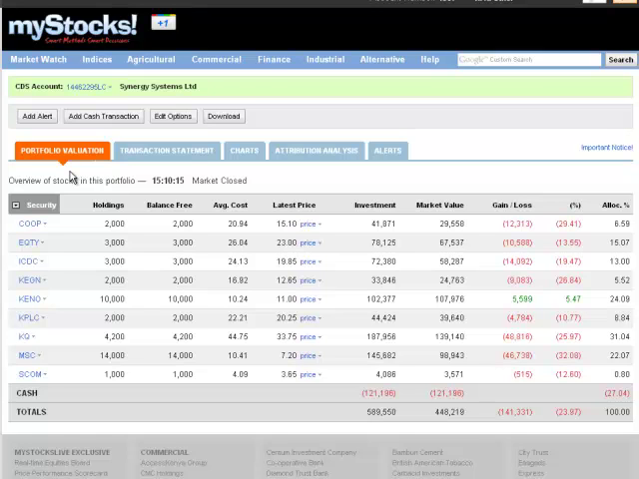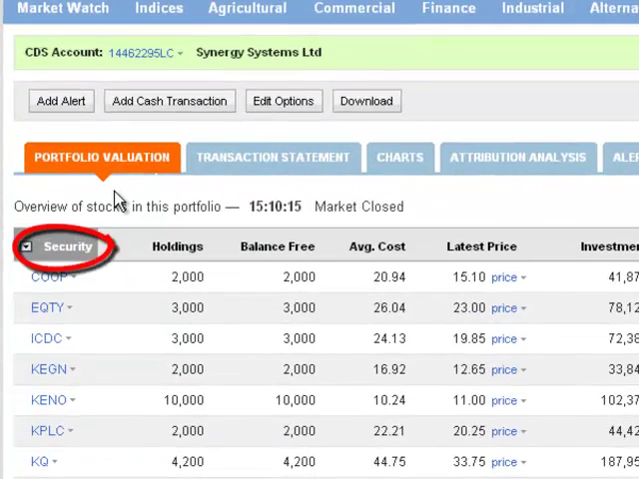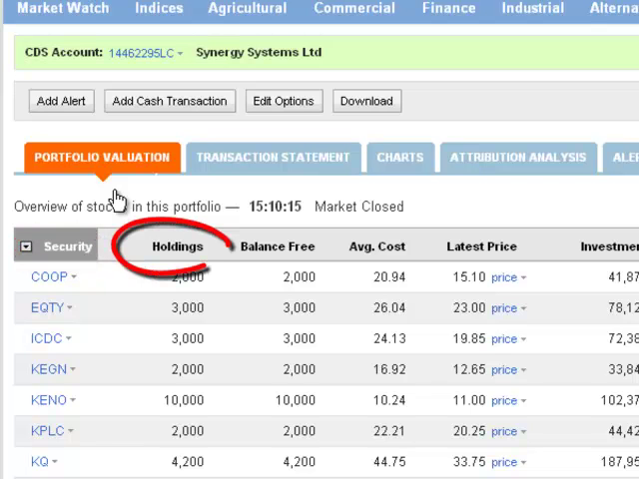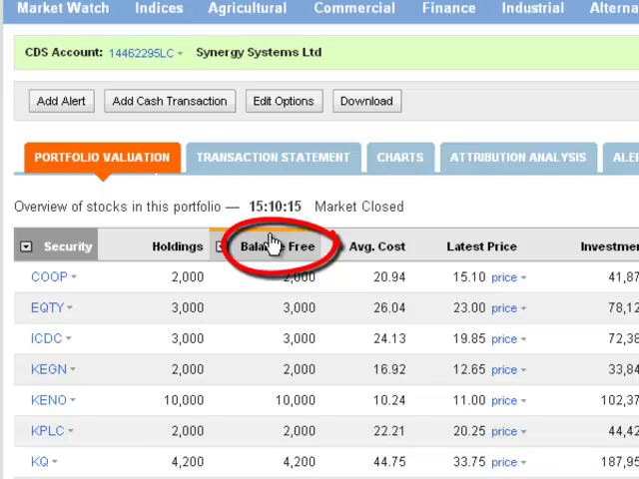As you can see from the screen, the portfolio manager gives you a snapshot of your entire portfolio. In the leftmost column, you have your securities. Followed by that is the holdings. The holdings reflect the actual number of shares you are holding of a particular counter. Balance free reflects the shares that are available for trading, or those that have passed the T+3 period for shares to become available for sale.